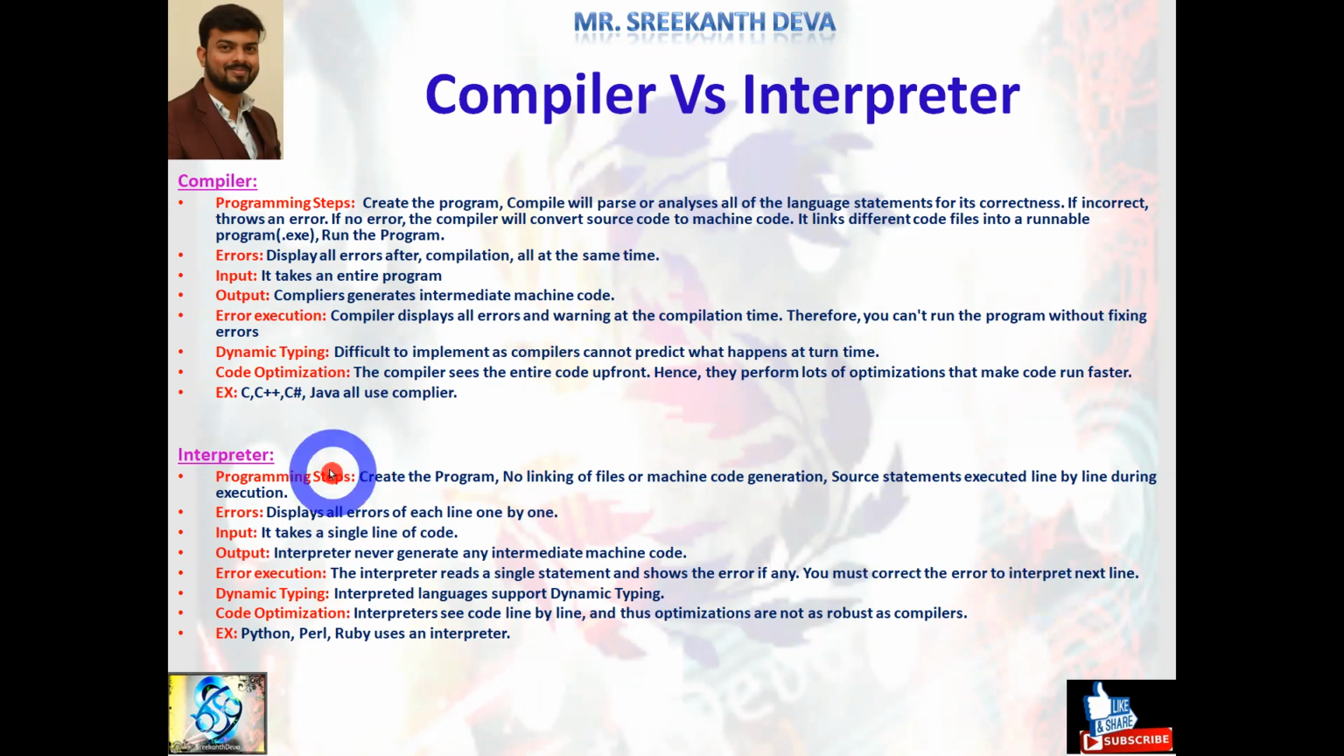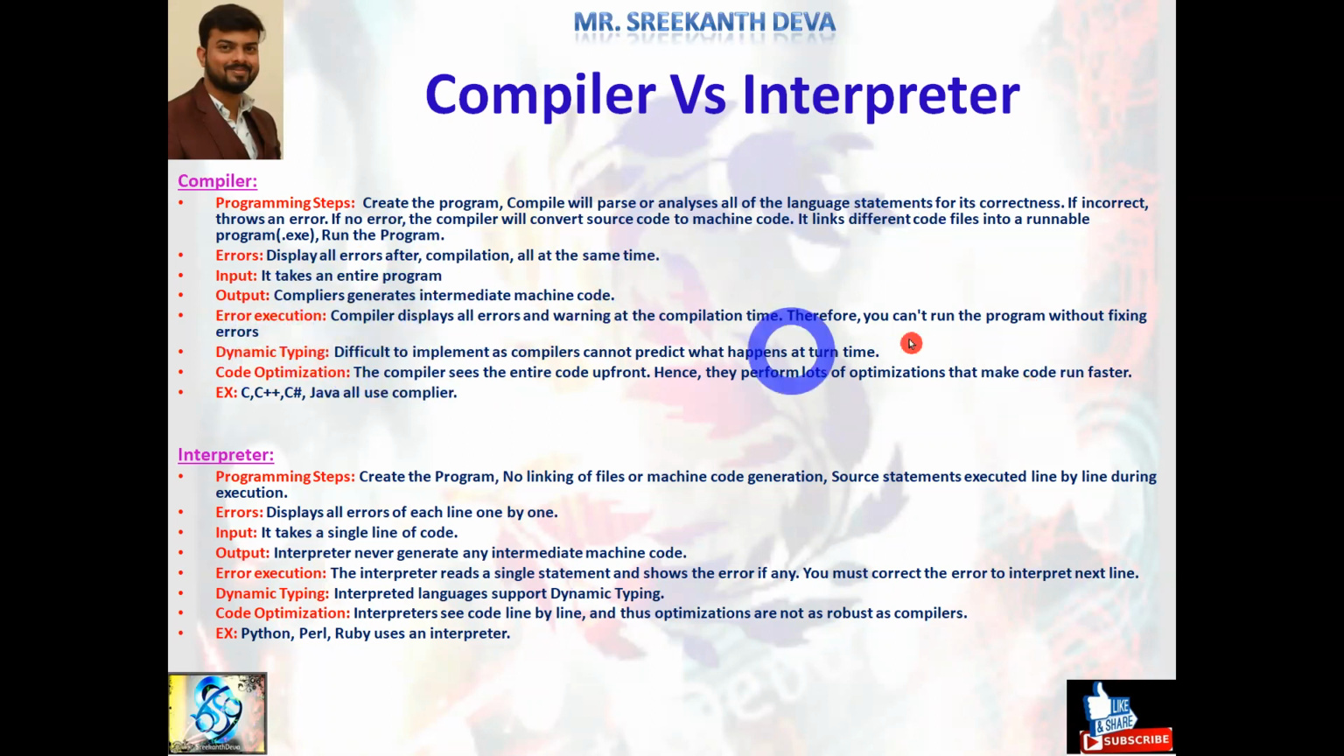Dynamic typing: in a compiler, it is difficult to implement because compilers cannot predict what happens at runtime. So always remember, compilers know only static values, static things. They do not have any idea about runtime values or runtime environments. But in an interpreter, interpreted languages support dynamic typing, because an interpreter has only one environment, the runtime environment. In a compiler, there is a compilation time and there is a runtime environment.